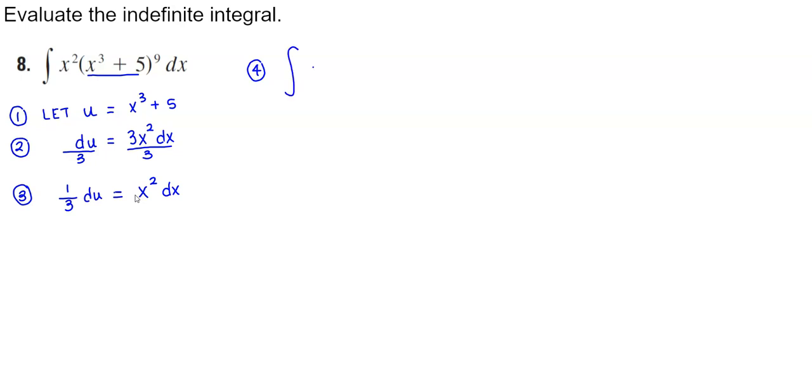Okay, so now let's rewrite the question. So we have the integral of x squared times (x cubed plus 5) to the 9th power dx. Okay, so we know that u is going to equal x cubed plus 5.